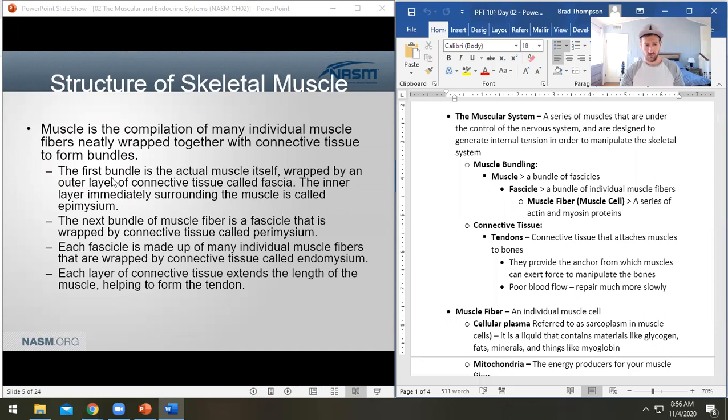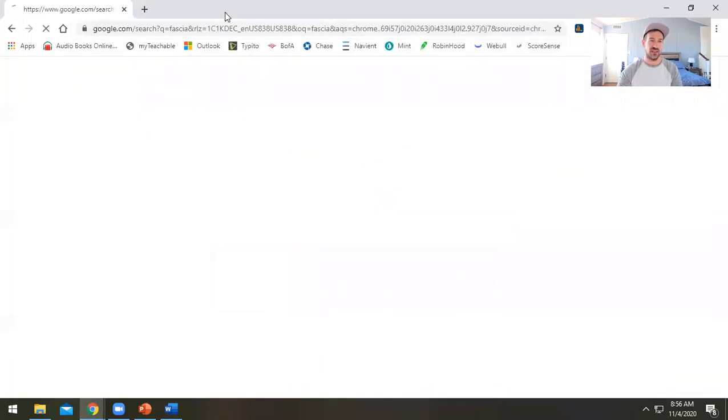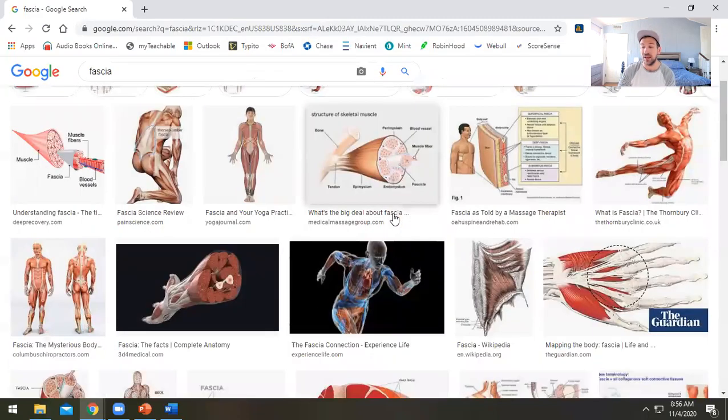So the first bundle is the actual muscle itself. If you were to peel back my skin and pull out my bicep, you would have just the muscle itself. That's wrapped by an outer layer of connective tissue that we call fascia. Your fascia is this stuff right here. When you look at fascia, it is this kind of web-like connective tissue.